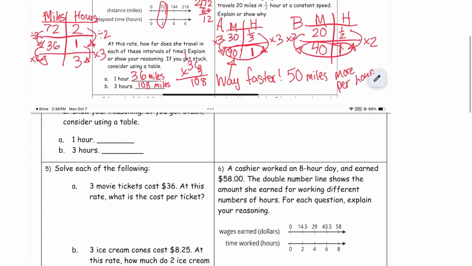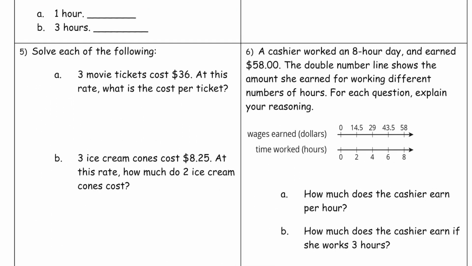Okay, moving on to question 5. Solve each of the following. 3 movie tickets cost $36. At this rate, what is the cost per ticket? So tables are our friends. We have tickets and we have money. We know 3 tickets cost $36. So per ticket means 1 ticket. So I'm going to put 1 under here.